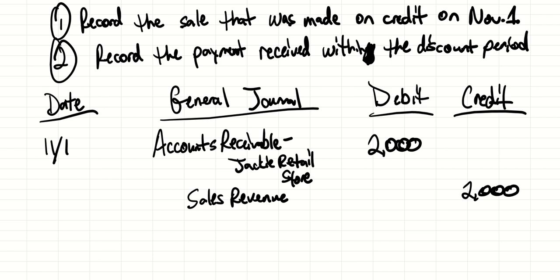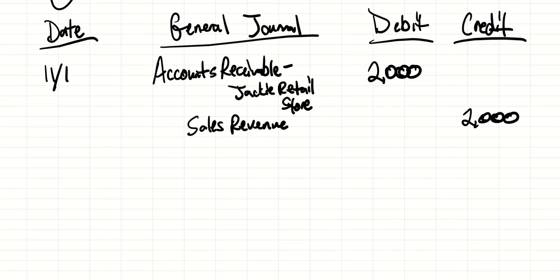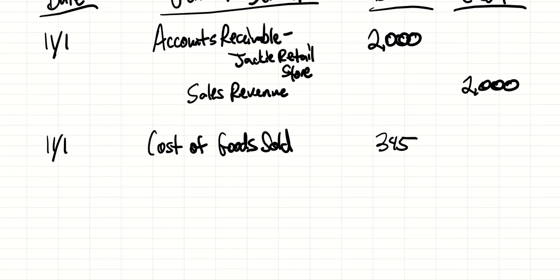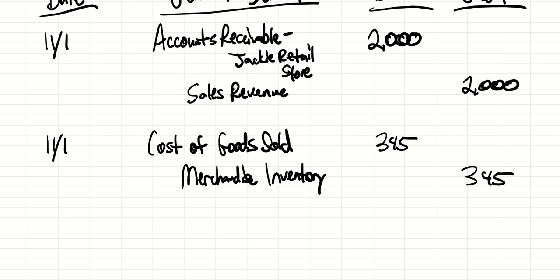Since the perpetual inventory system is used, we're going to also recognize the expense by debiting cost of goods sold for $345, because I've already done the calculation of how much it costs Break a Leg to acquire those t-shirts. And we're going to credit merchandise inventory, reducing the inventory balance by that same amount, because that was what was sold and it needs to now be removed from the inventory account.